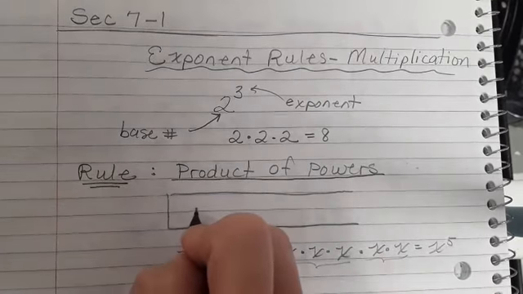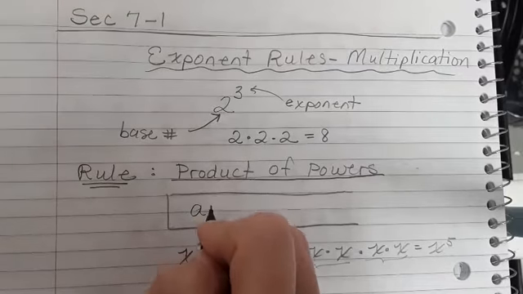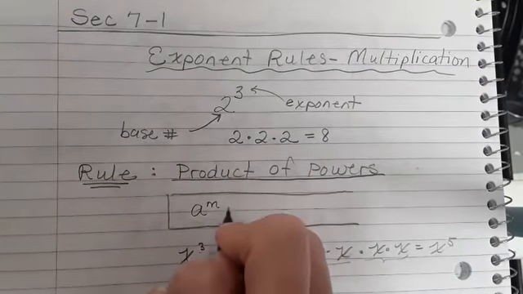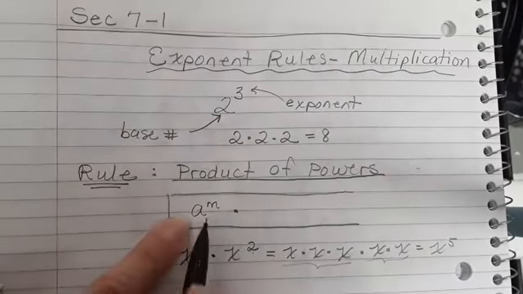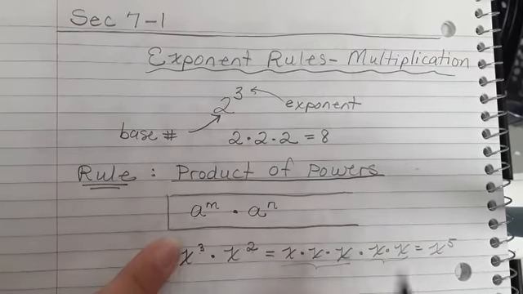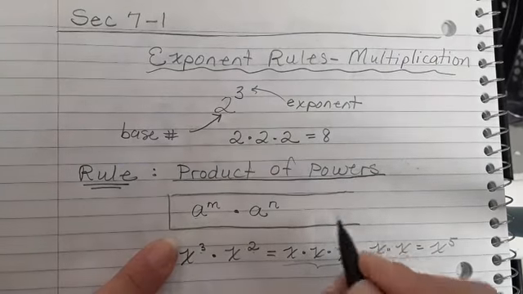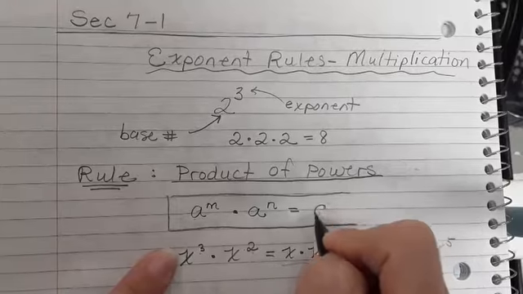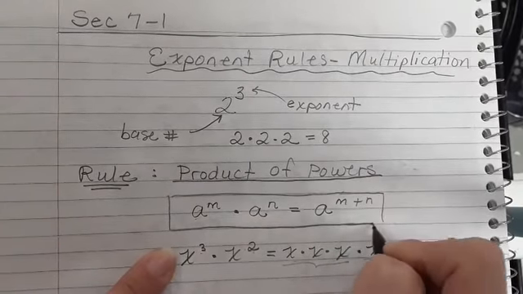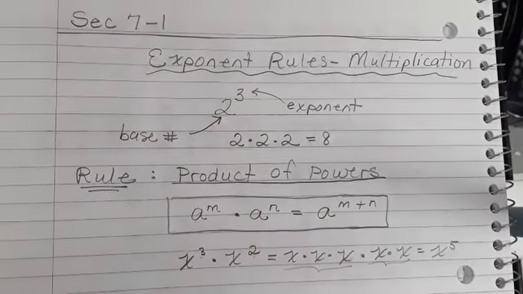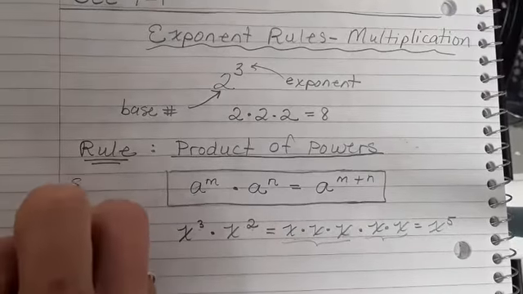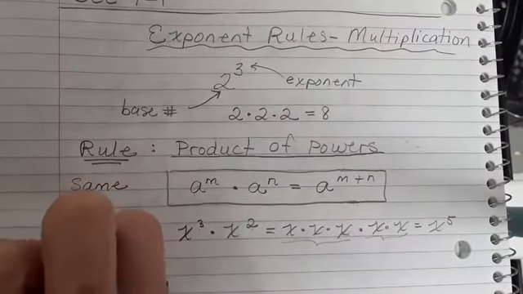So here's how that rule is going to look. Let's say you have any number or variable raised to a power. You need to take that same base number, so the base numbers have to match. And let's raise that to a power. In your answer, keep the same base number and add your exponents. So the key here is the base numbers need to be the same for this rule to work. Okay, same base number.